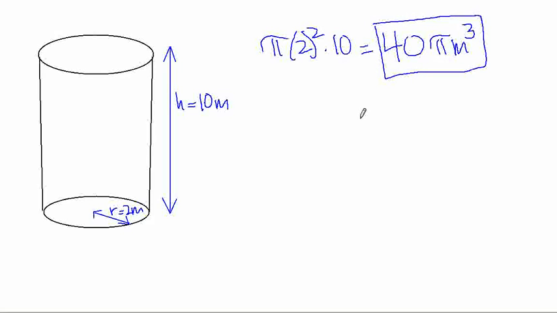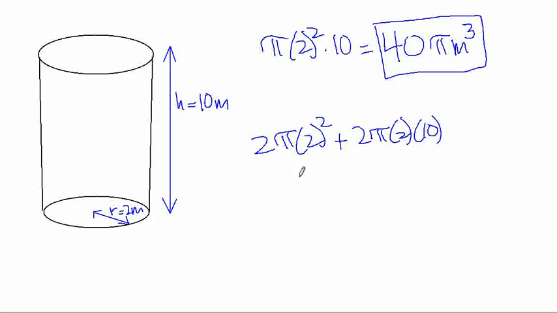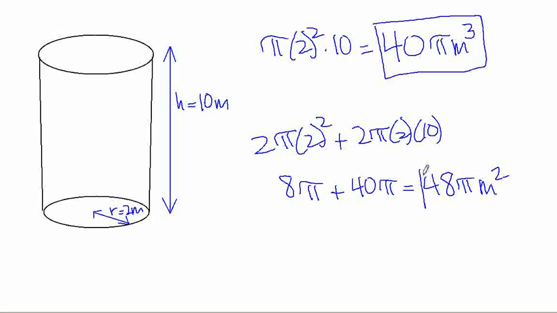And for the surface area, I would use 2 times pi times 2 squared plus 2 pi times 2 times 10, and that's equal to, let's see, 8 pi plus 40 pi, which gives 48 pi square meters.